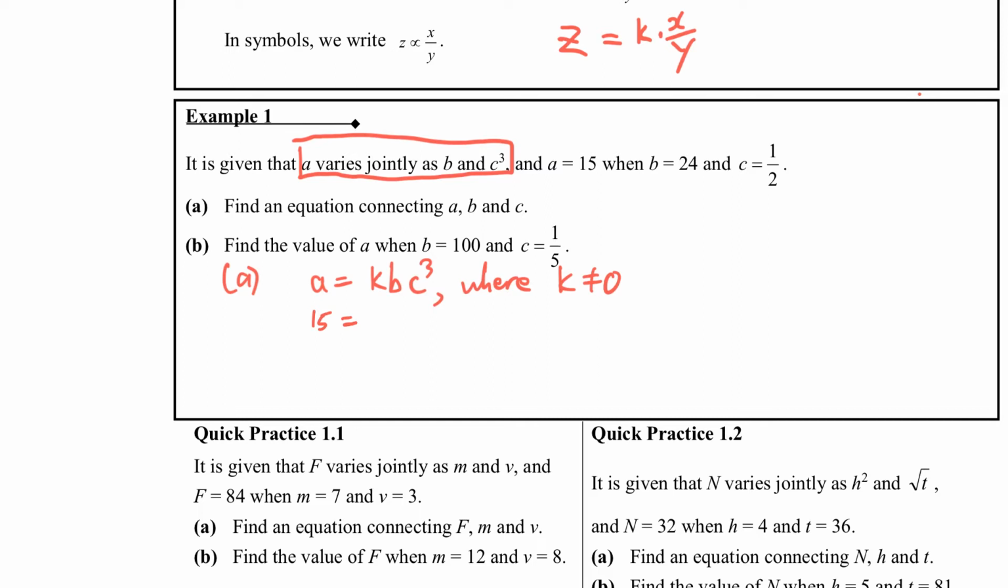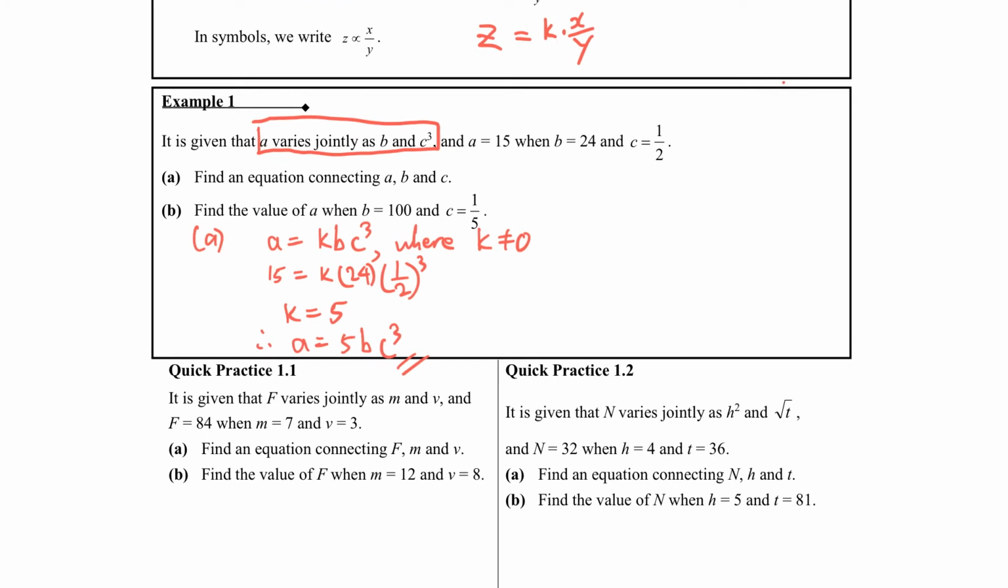So 15 equals k times 24 and 1/2 cubed, and maybe the value is k equals 5. So that's why A equals 5 B C to the power 3. And then part B: find the value of A when B equals 100 and C equals 1/2. A equals 500 times 1 over 5 to the power 3. So what's A? A equals 4. Is it clear?